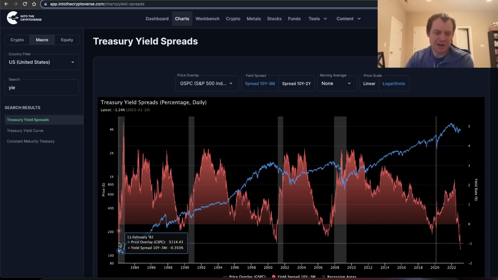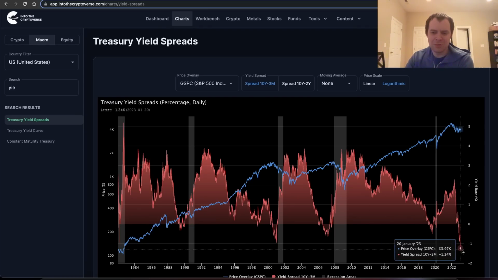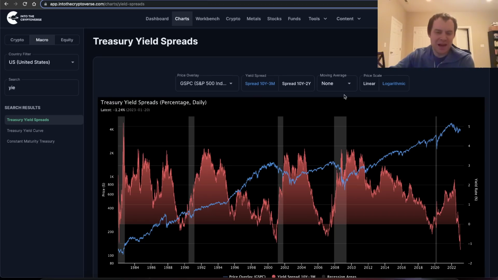I mean, going all the way back to the 1980s, it's more inverted than any time in the last 40 years. Okay, so what does that mean? Well, in what I've looked at, there really is not a correlation between the depth of the inversion and how bad the recession will be.